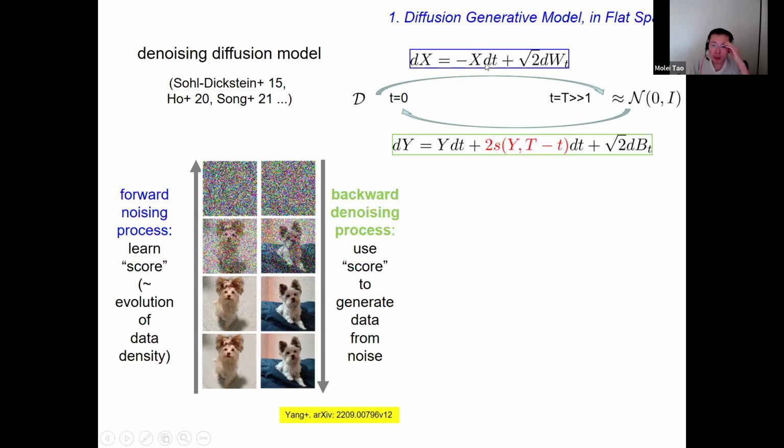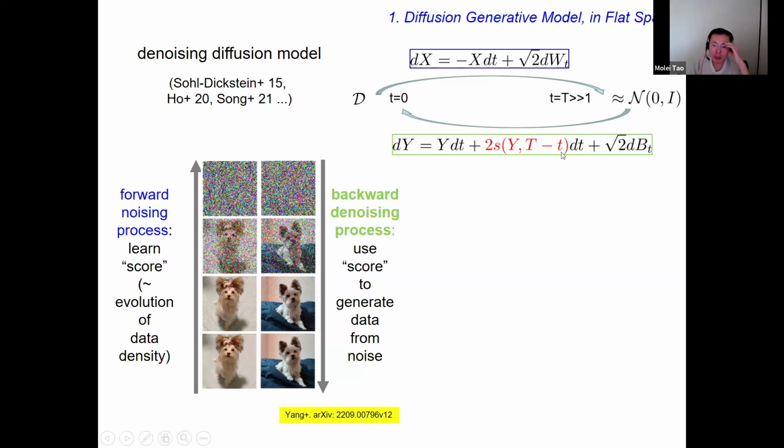You try to invert the process. Inverting the drift is easy. You just change the sign. Inverting the noise gives you trouble, because you can change the sign, but then you get basically IID Gaussian. Okay, so if you change the sign of a Gaussian, you still get a Gaussian. So you're not really denoising. So that's why you need additional help.